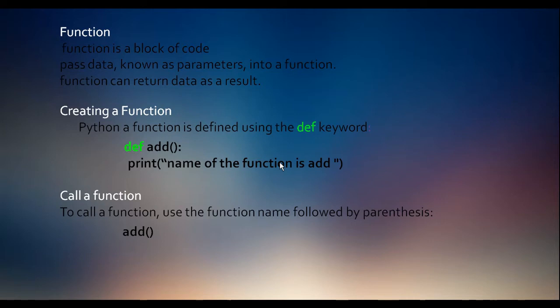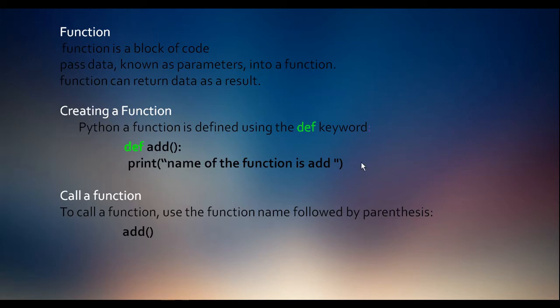So a function is a block of code. And we can also pass data to the function, that is known as a parameter, and a function can also return data as a result. So we have seen inbuilt functions like print. We can also create our own functions. To create our own functions we do two things: one is we have to create the function, another is we have to call the function.